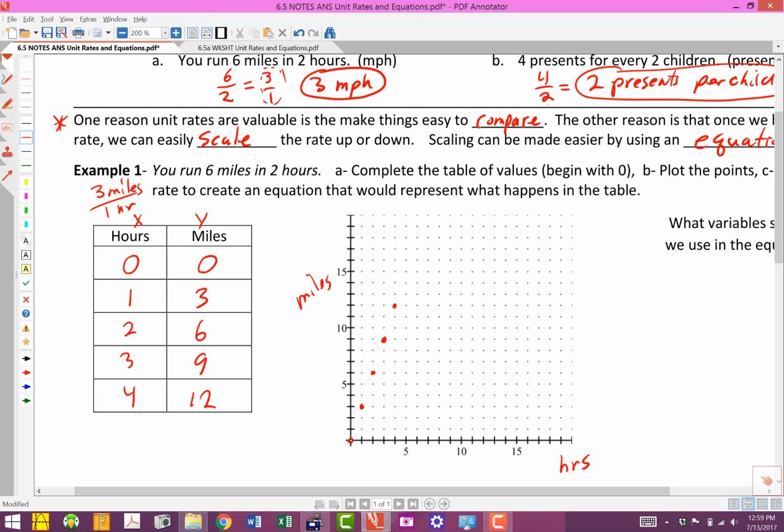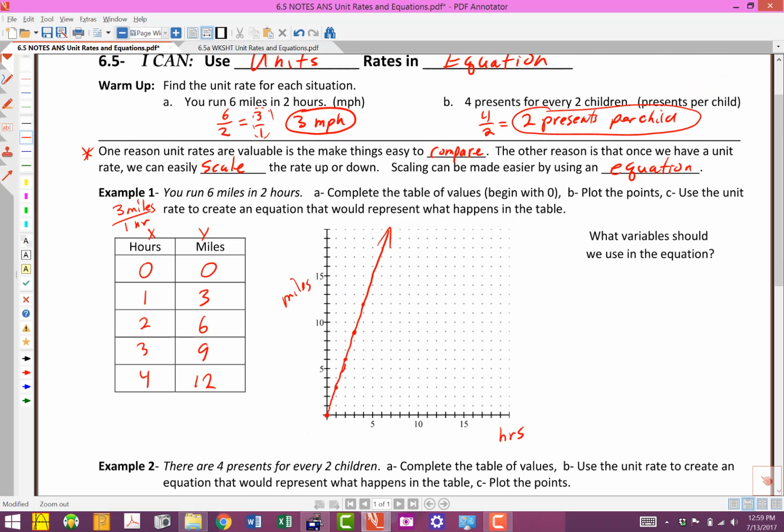Okay, so I'm going to go ahead and draw a line that connects those. And since these were making a nice straight line, we're just going to continue like that. I'm going to put an arrow on the end there. And that's our graph. And we've seen things like that before.